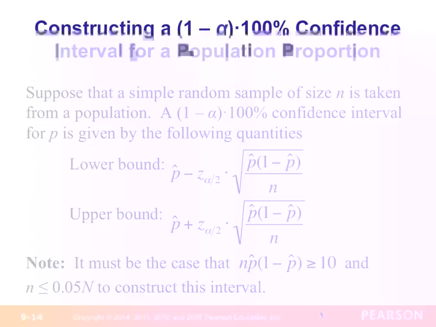Okay, so if we'd like to actually construct our confidence interval, and it could be 90%, 99%, 98%, could be anything, let's suppose that a simple random sample of size n is taken from a population. A 1 minus alpha 100% confidence interval for p is given by the following quantities. So we have a lower bound and an upper bound. For the lower bound, we take our point estimate, our p hat, and we subtract z alpha over 2, which is called our critical value.